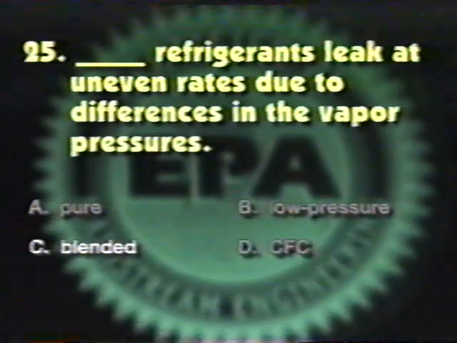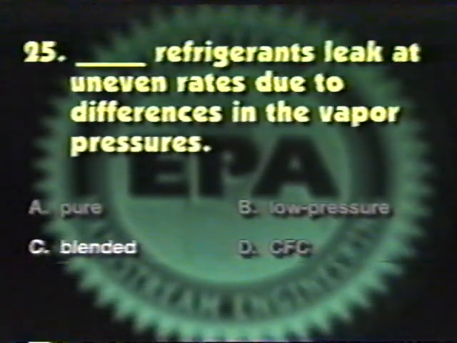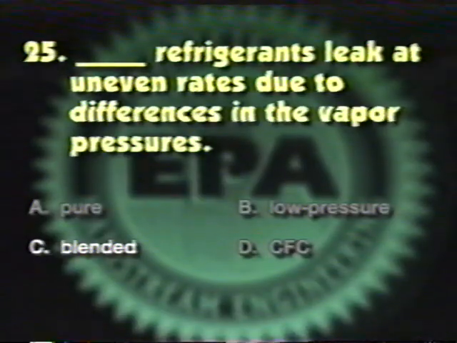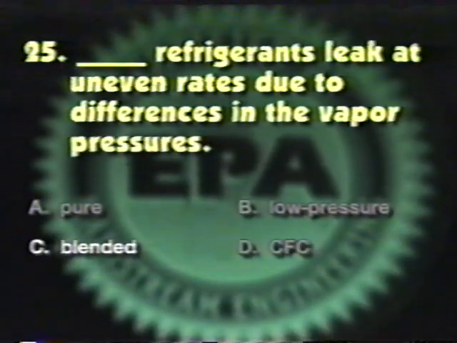The answer is C. Blended non-azeotropic refrigerants will leak from a system in uneven amounts due to different vapor pressures of the components. This is also the reason why blended non-azeotropic refrigerants must be charged as a liquid.